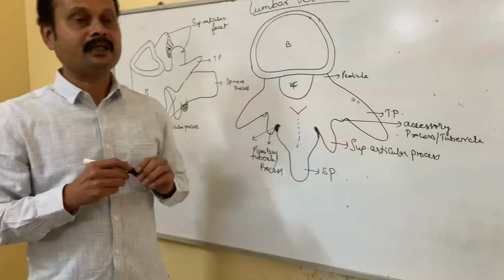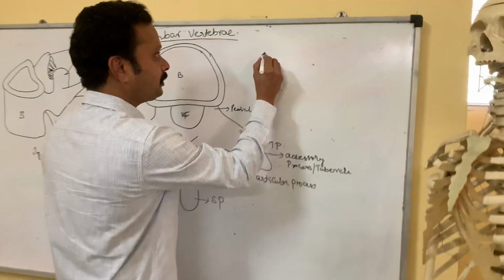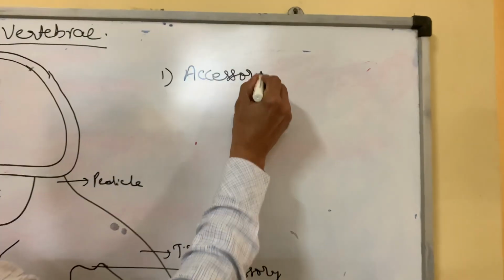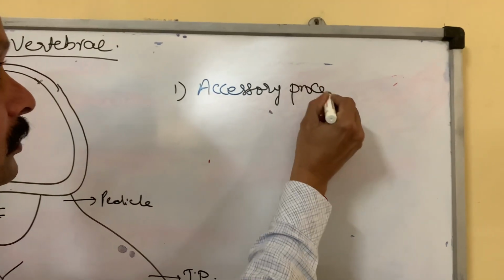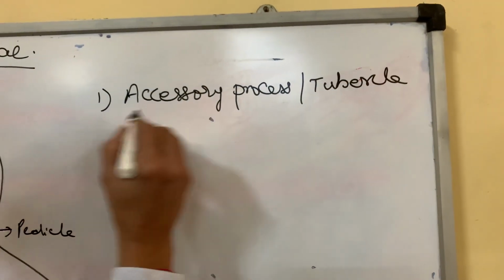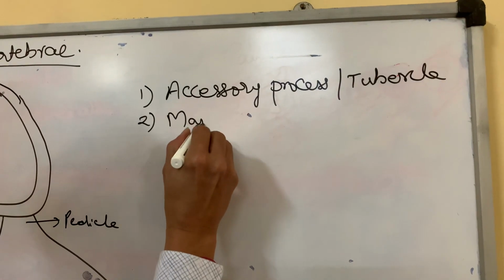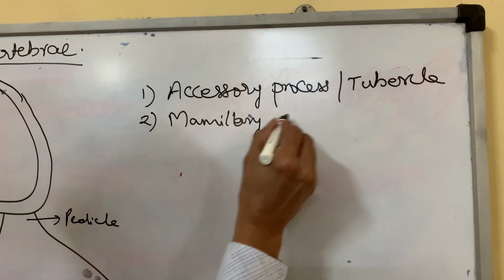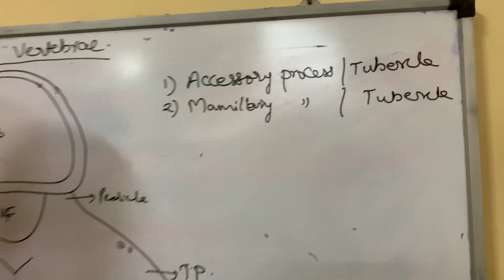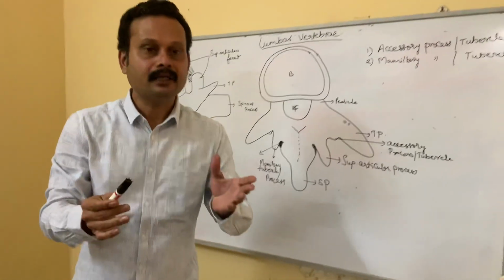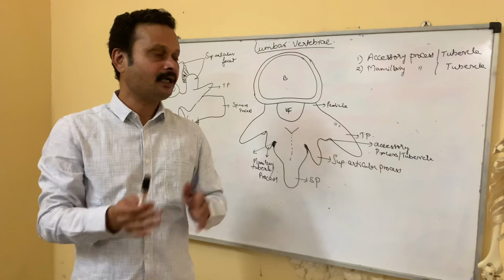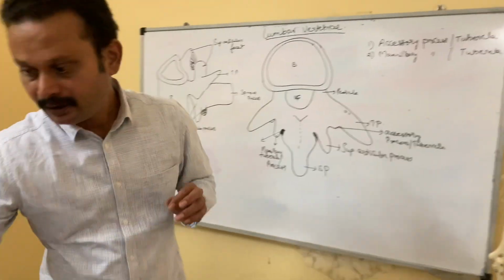So the lumbar vertebrae can be identified by the presence of two things. One is the accessory process or tubercle, and the other one is the mammillary process or tubercle. These two are seen in lumbar vertebra and are absent in thoracic vertebra and cervical vertebra. And what are these two?